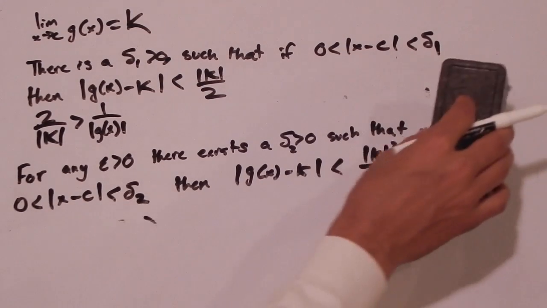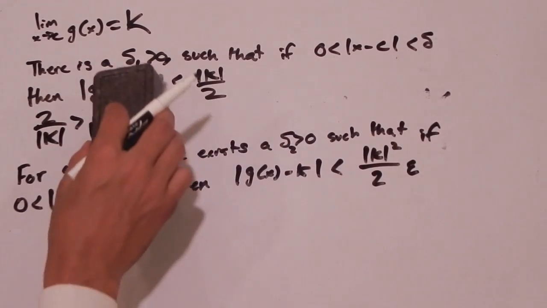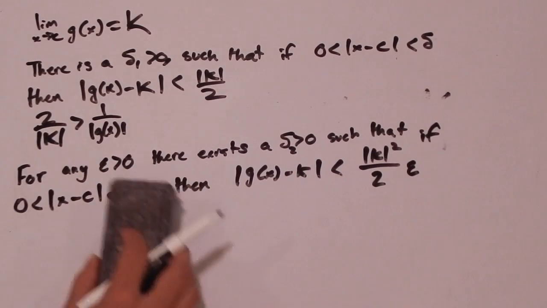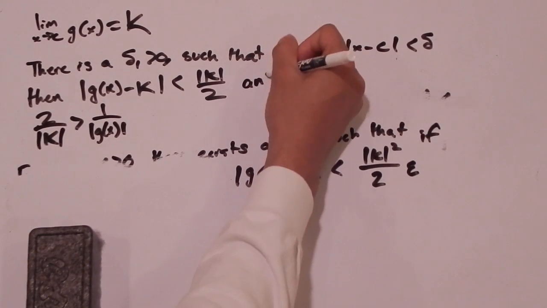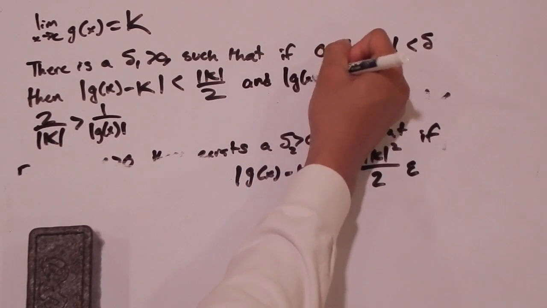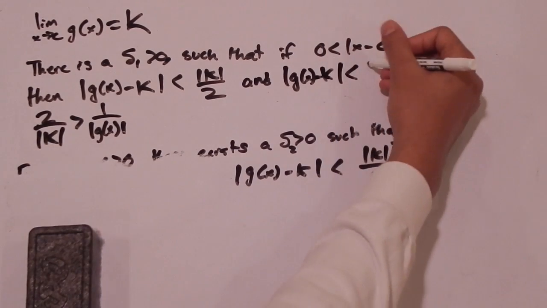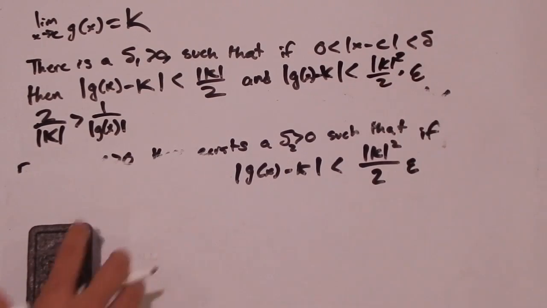So we can write this now as delta instead of delta sub 1, and then the absolute value of g of x minus k will be less than the absolute value of k over 2. And along with that, I should write it now before I erase it, the absolute value of g of x minus k will also be less than the absolute value of k squared over 2 times epsilon.